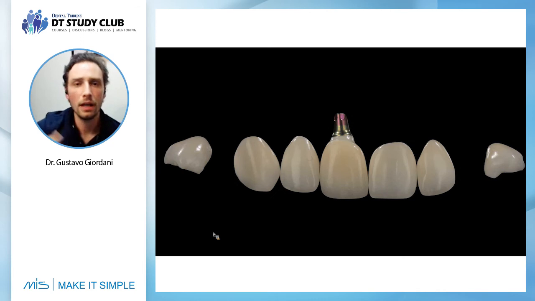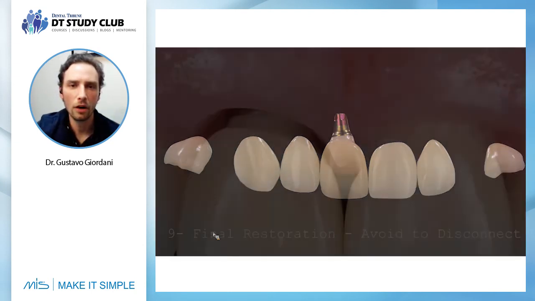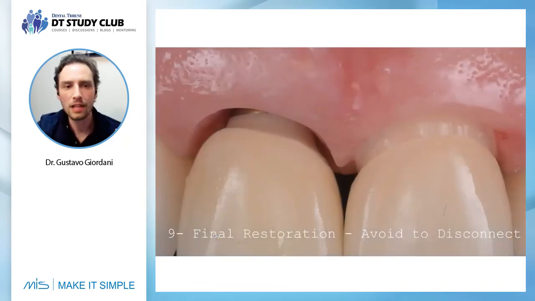Those are all the restorations milled in ceramic. We stain everything in Dentkopf, very nice. And now it's time to put it inside the mouth and create the final restoration with our ceramics.